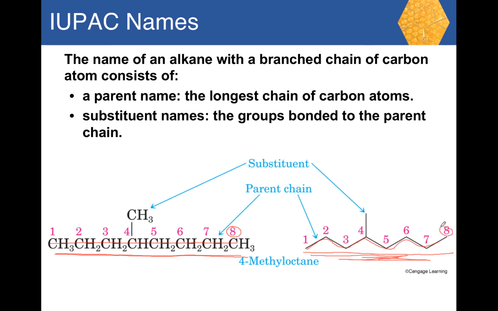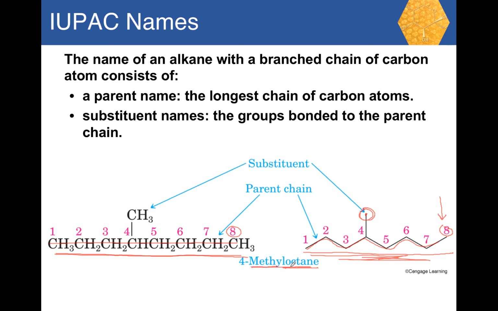8 carbons. We have to number them. 1, 2, 3, 4, 5, 6, 7, 8. So it's best to number it. Why do we number it? Because we know that 8 represents an octane. We know that on carbon number 4 there is a CH3. Remember, this is a CH3 because it has a carbon here that has 3 hydrogens. Because it has 1 carbon, it's a methyl, so it becomes a methyl octane.